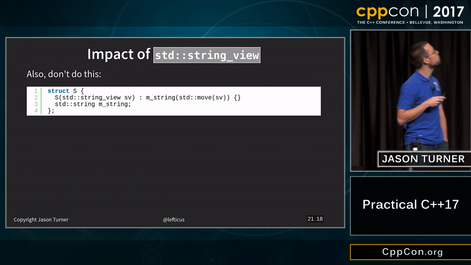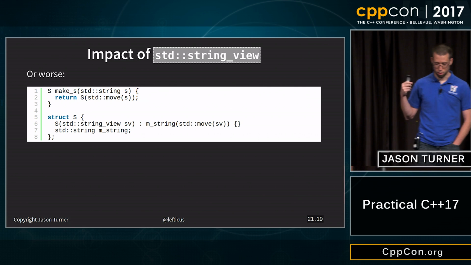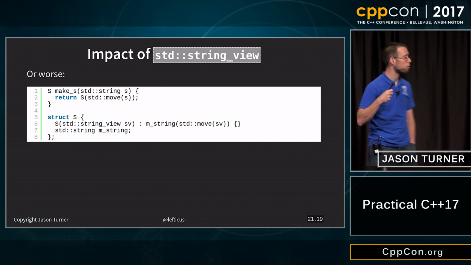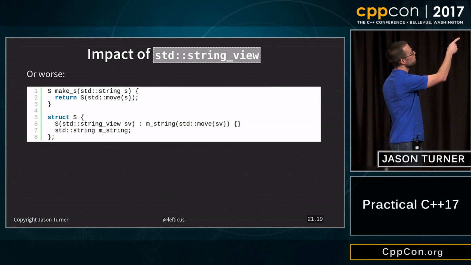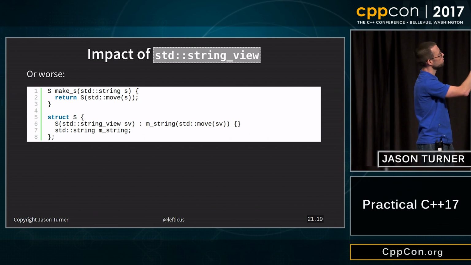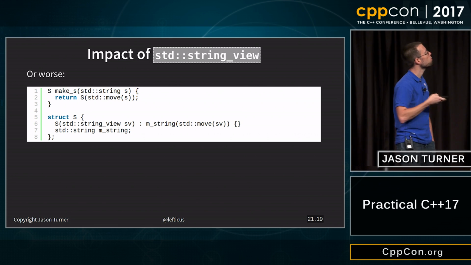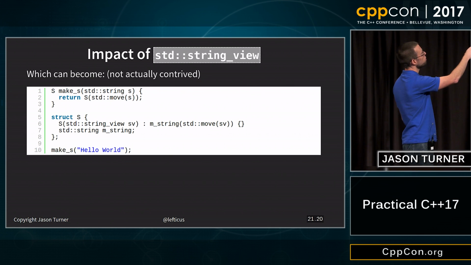it kind of decays into this by the time you talk about factory methods or factory functions. So we've got this make s that we're passing a string in and moving that into the thing that's expecting the string view, and then using that to create a string from the thing. So it becomes this, where we pass in a const char literal, which is implicitly converted to a string, which is moved into a string view, which is moved into a string.